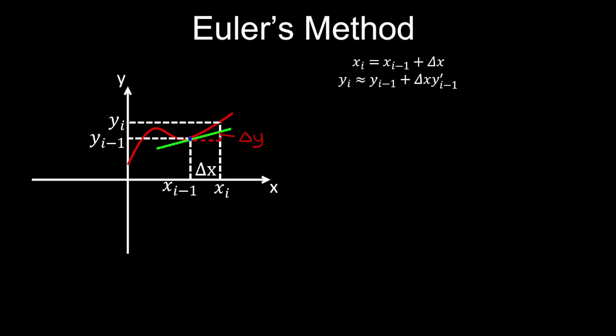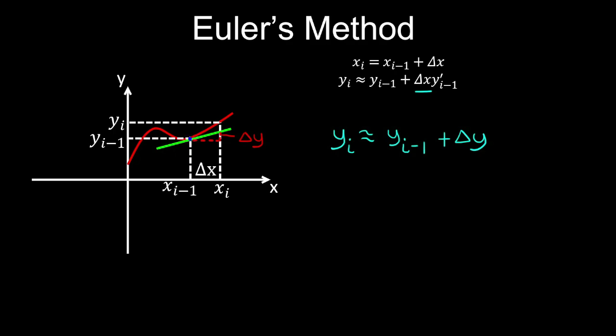And therefore our approximation to yi is yi minus 1 plus delta y. And as we mentioned, delta y is equal to delta x by the slope of the tangent to the curve at xi minus 1.